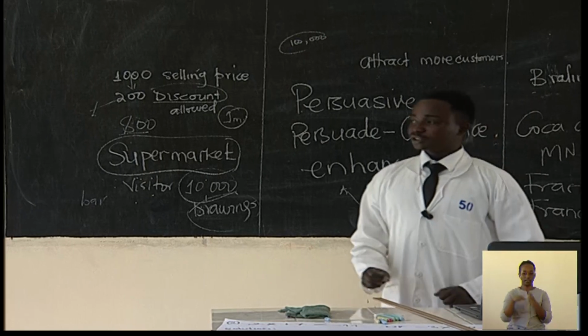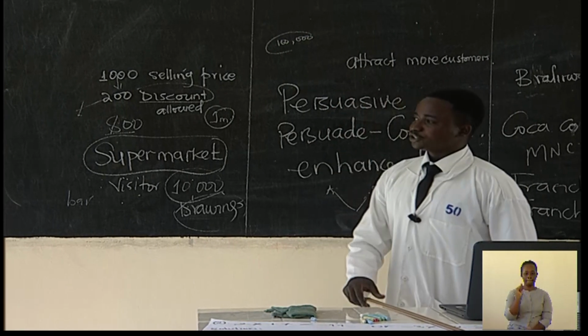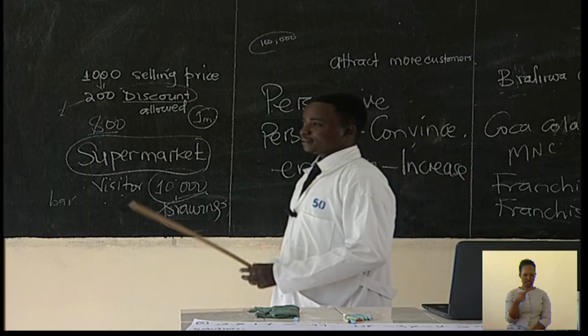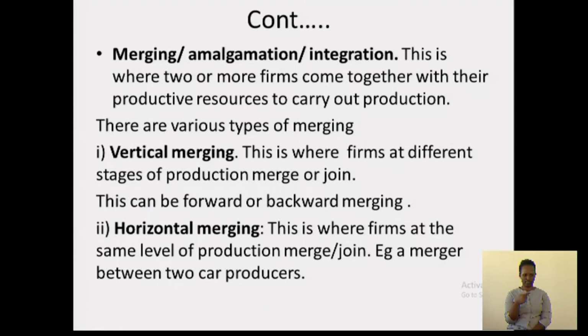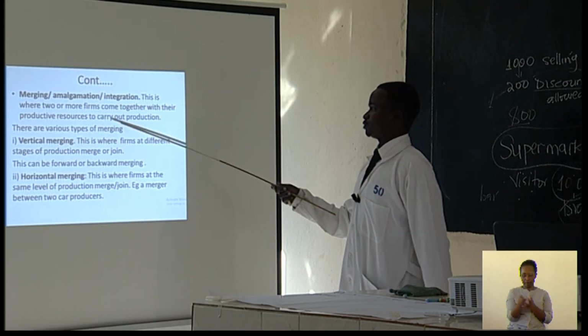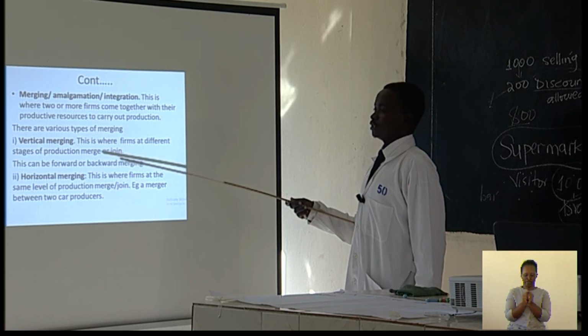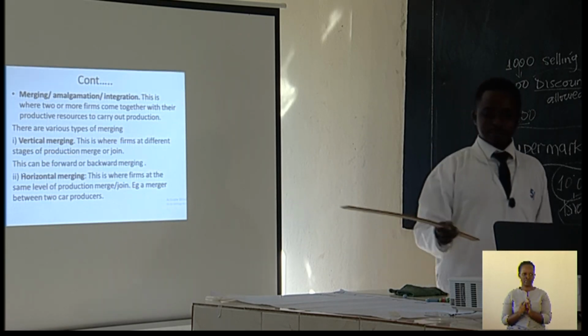Then we have merging, amalgamation or integration. Merging of farms, amalgamation of farms, integration of farms. To integrate, that is to bring things together. Here, this is where two or more farms come together with their productive resources to carry out production. I want to give you an example.